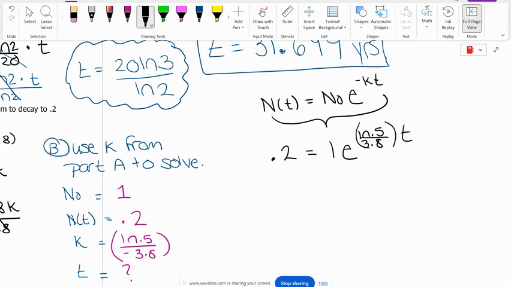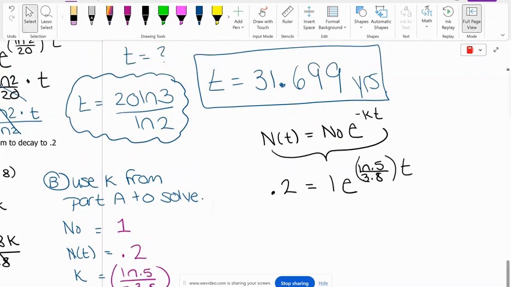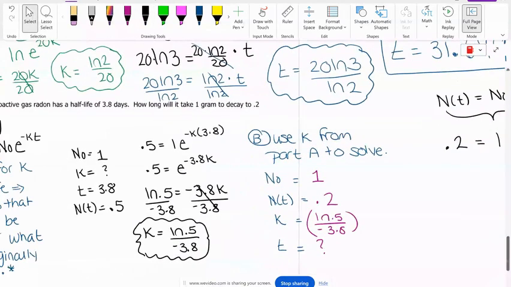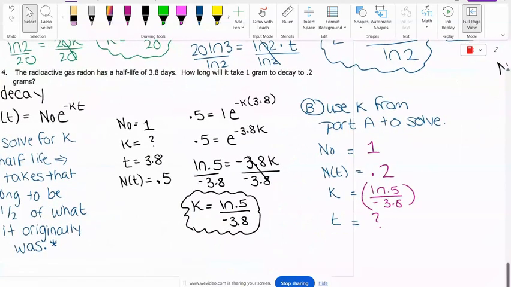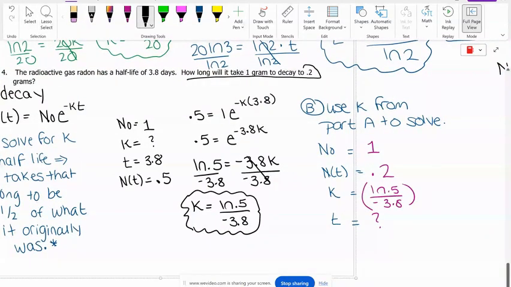I wonder where the 0.2 comes from. From our word problem. So it says, how long will it take 1 gram to decay to 0.2? Tammy, was that your question also? Okay.